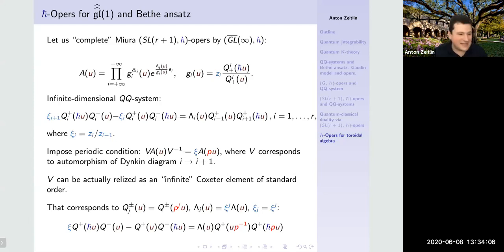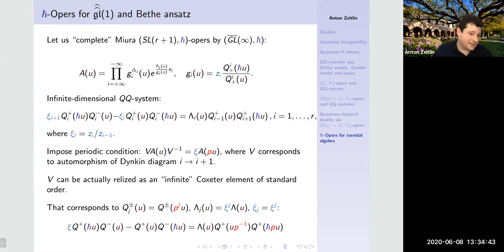And this is in parallel with what happens on the geometric side when you relate the A infinity quiver to the one loop quiver, right? The instanton spaces. And eventually, if you make this periodic condition, the QQ system which you obtain corresponds to Bethe equations for the toroidal algebra. And these are Bethe equations which you obtain from the study of instanton spaces, Hilbert scheme, and so on.